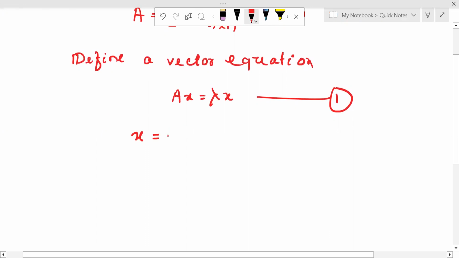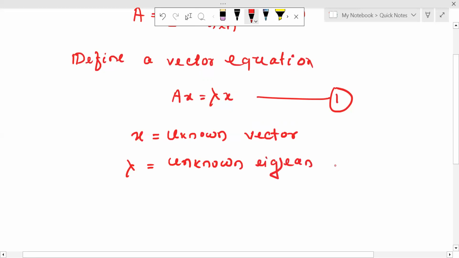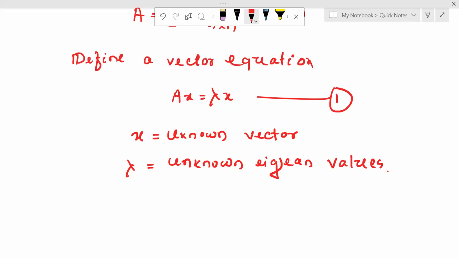x is the unknown vector, and lambda is the unknown eigenvalue. The two terms you should remember in Ax is equal to lambda x: x is the unknown vector and lambda is the unknown eigenvalue.